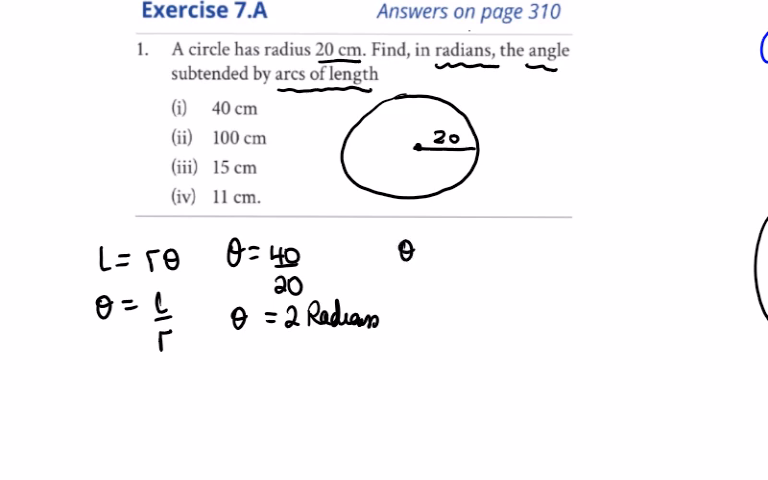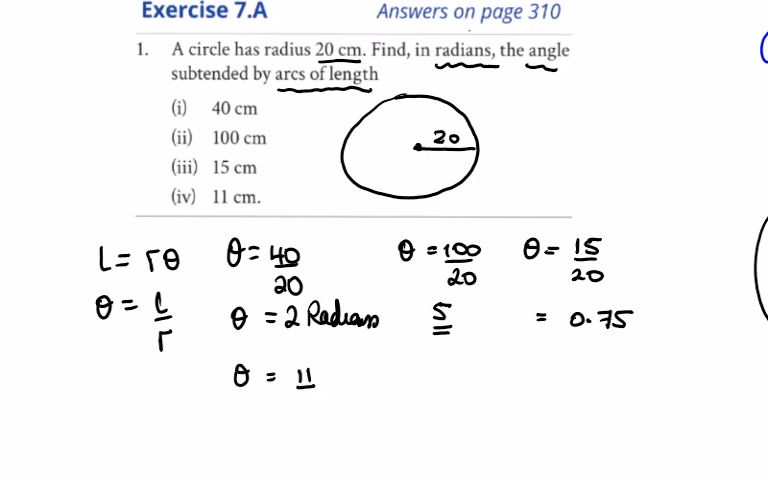Theta, if the arc length is 100, will be 100 over 20, which will be 5. I'll just leave it at 5. I won't write radians every time. And the third one, theta will be equal to the arc length 15 divided by 20, which is equal to 3/4 or 0.75 radians. And for the last one, theta will be equal to 11 over the radius 20, which is equal to 0.55 radians.